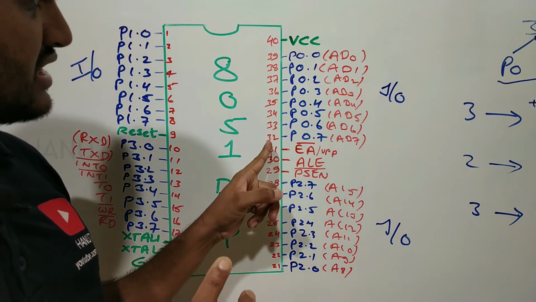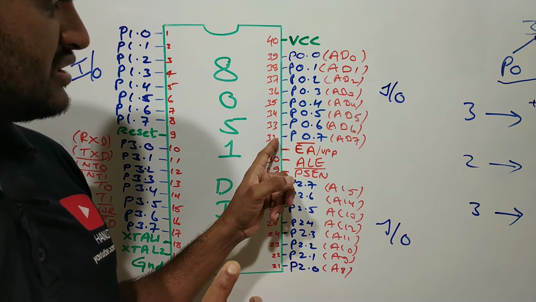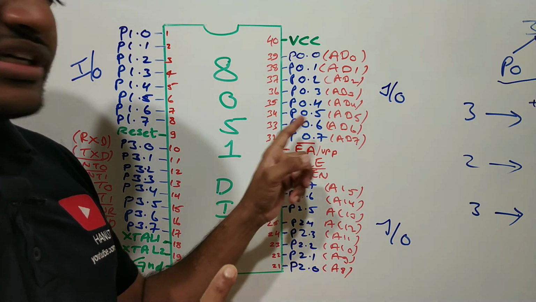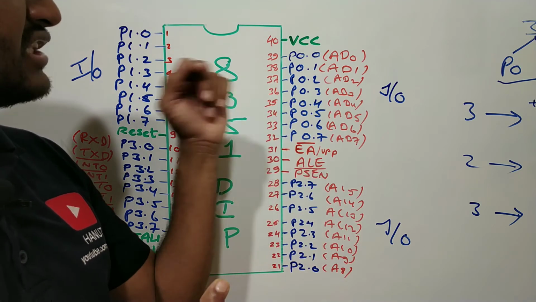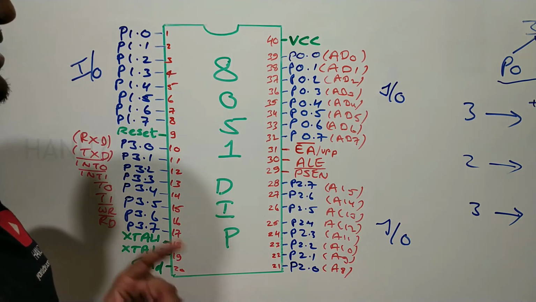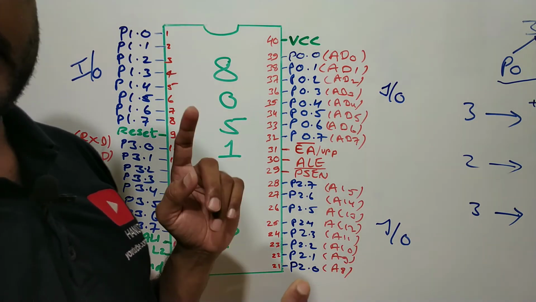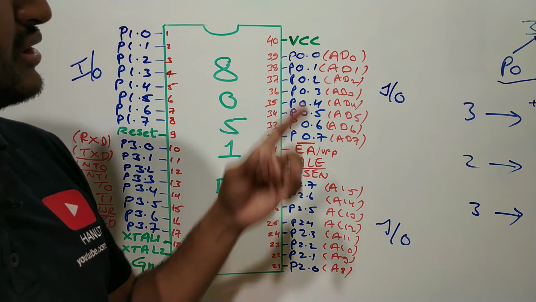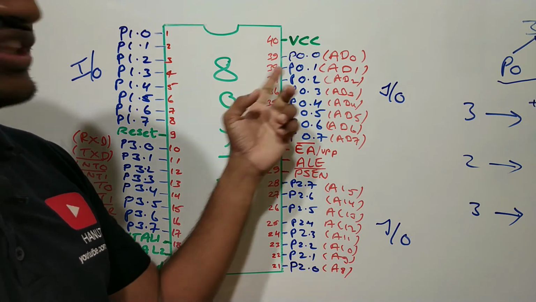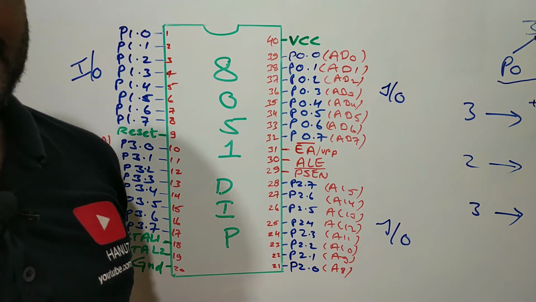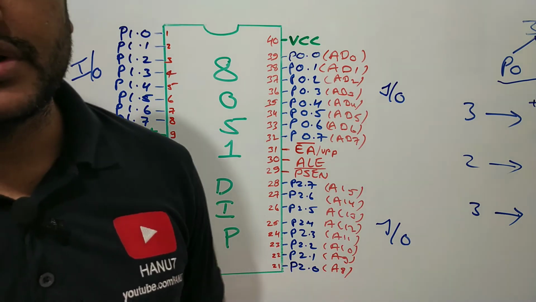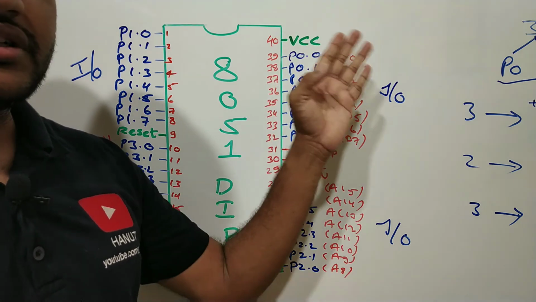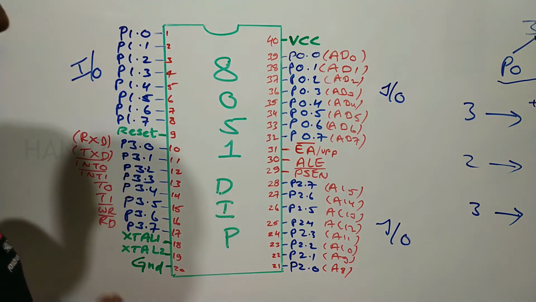So these pins are said to be multiplexed. Pin 32 is said to be multiplexed. It is giving us port 0.7, A7 and D7. Similarly, the 39th pin is multiplexed. It is giving us port 0.0, A0 and D0. These pins are having dual functionalities. They can work like IO pins, or otherwise they can also work like address and data pins.